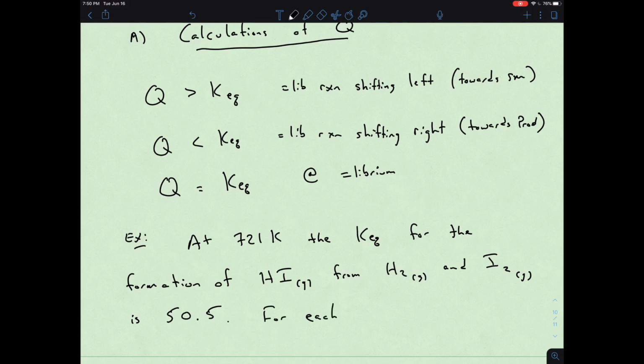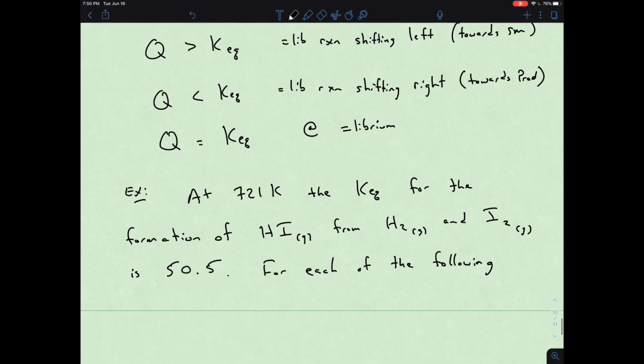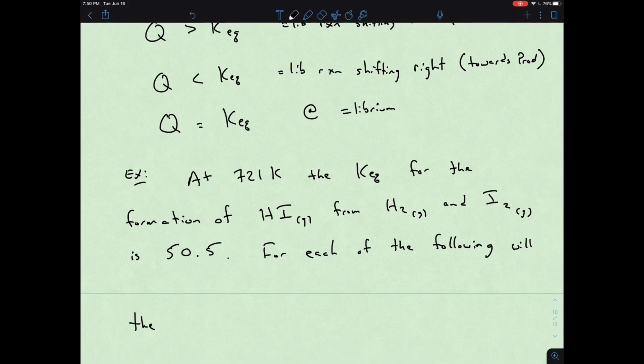For each of the following, will the pressure of HI increase, decrease, or remain the same?